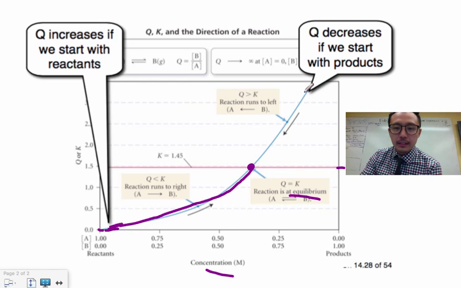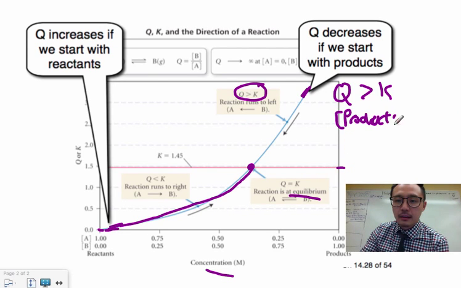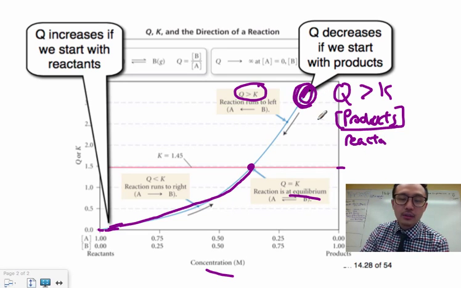As you go up, this is where your Q is now greater than K. Remember, Q is greater than K. That means that you have more products. You have more products than reactants. And that means that at this point, since you have more products than reactants, your reaction is actually going to drop down in products to make it go back in making more reactants to establish equilibrium.